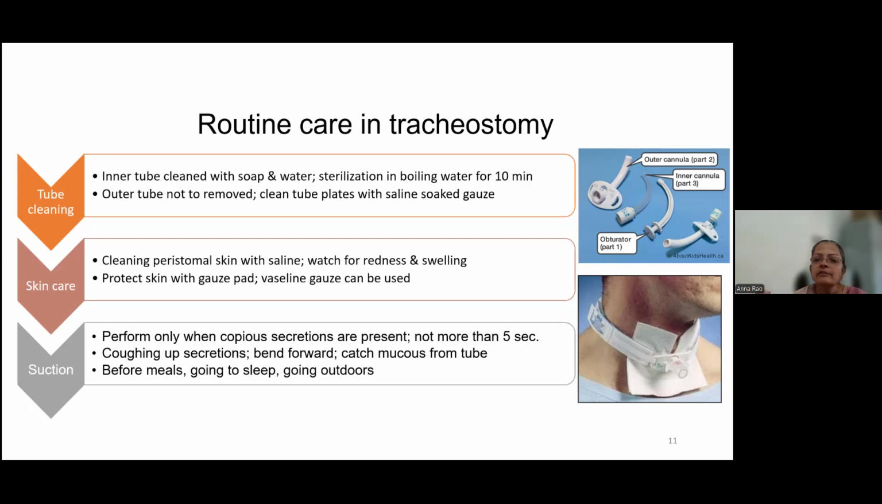Okay. When should it be done? This is ideally advised to be done before meals, so that in between meals he doesn't have the problem of coughing and all. Before going to sleep, so that he can have sound sleep, and if the person is going outdoors, so that in that environment also the patient is not getting any difficulty.